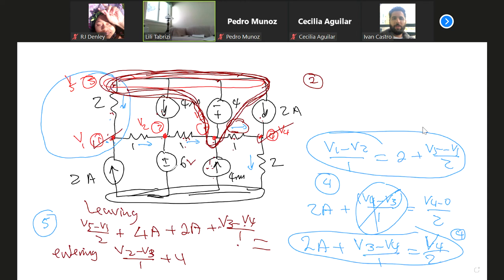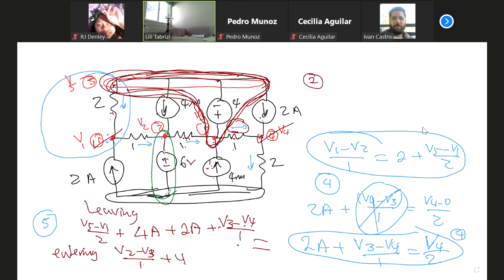Can you describe in words how to bypass? Remember, anytime you bypass, you have to bypass anything connected to that 6 volt source. You have a supernode covering the reference node all the way up to V2. You're bypassing, yeah, a supernode.